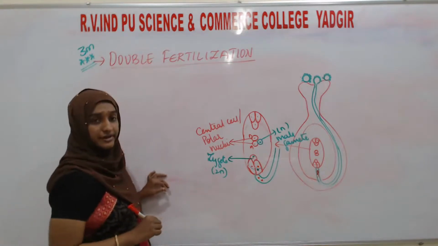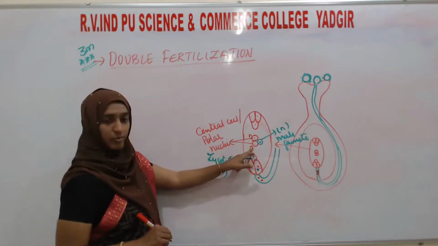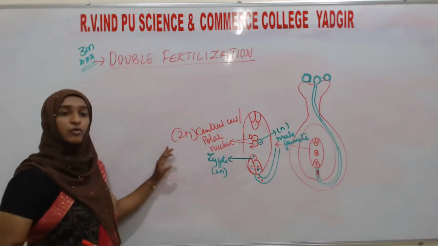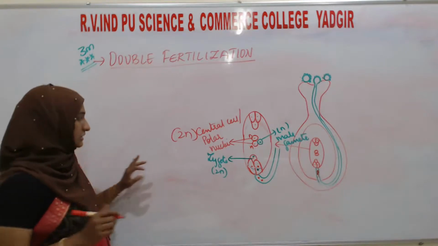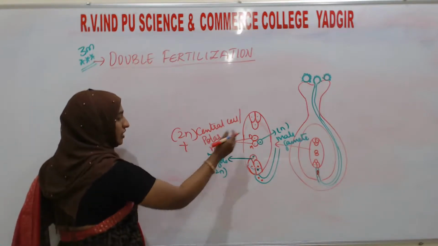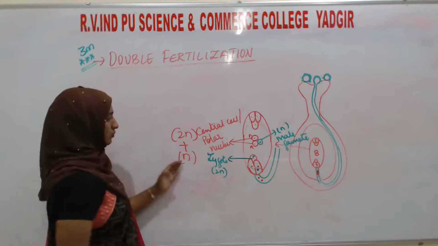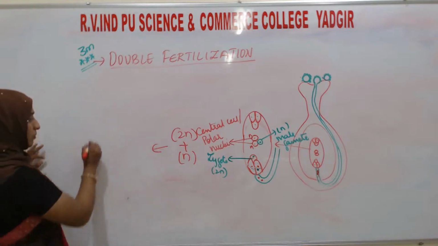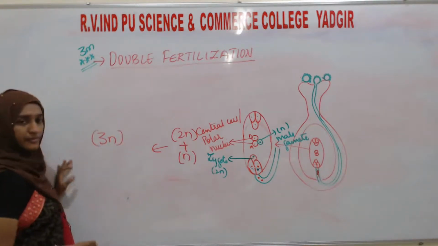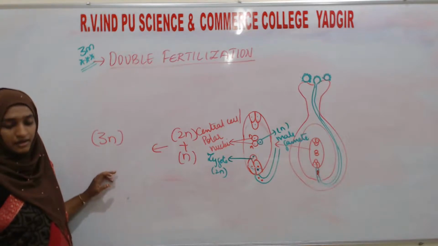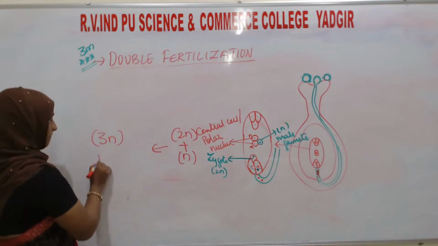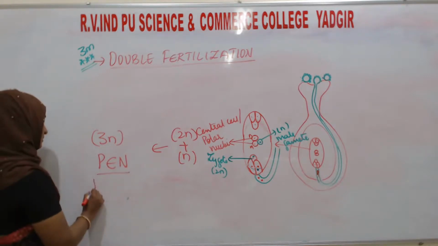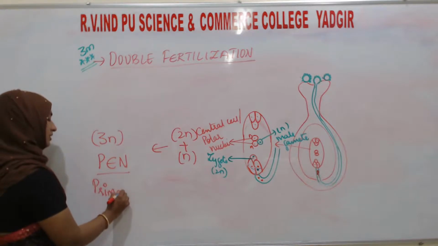That is the diploid. That means the central cell or polar nuclei is already a diploid cell with 2 nuclei. One male gamete is going to fuse with the central cell. What happens is it is going to form a triploid cell, and that triploid cell we can call the PEN. The full form of PEN is primary endosperm nucleus.